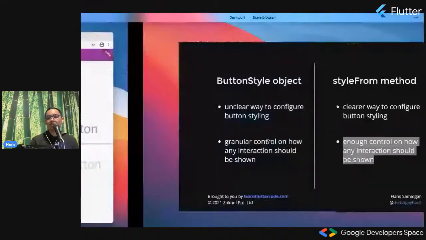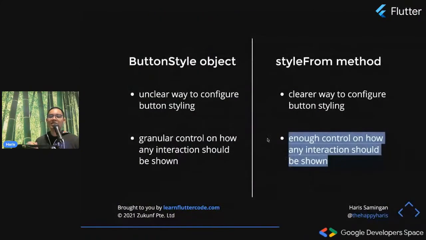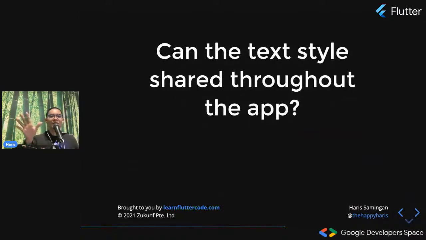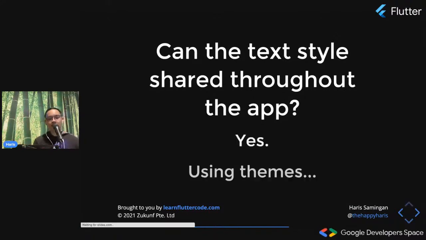Now let's go back to the slide. So I would say it gives enough control on how any interaction. If you want more granular control, you can use the button style object. Now, we have seen how we can change the color and use the different properties of the new buttons, right? Can the text style be shared through the app? Text style, sorry, it should be button style. But the answer is yes, even if it's text style.